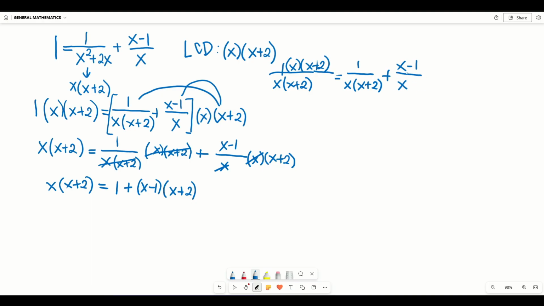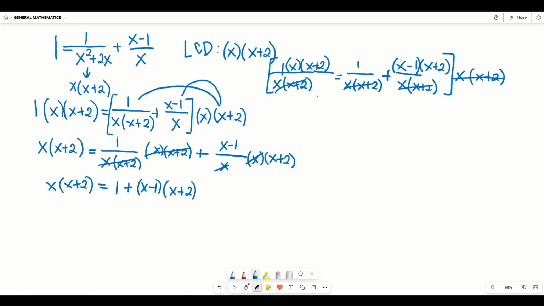Gusto kong kaparehas na LCD yung denominator. So, since x lang ito, I need to add x plus 2. But since nagdagdag ako sa denominator or nagmultiply ako sa denominator ng x plus 2, I also need to multiply x plus 2 sa numerator to maintain the equality. And then after that, pwede kong I need to multiply all of this with the LCD, x times x plus 2. But since lahat naman ng denominator ko ay x times x plus 2 na, ika-cancel ko lang siya.